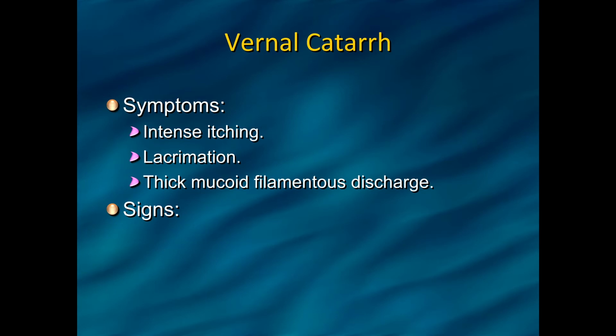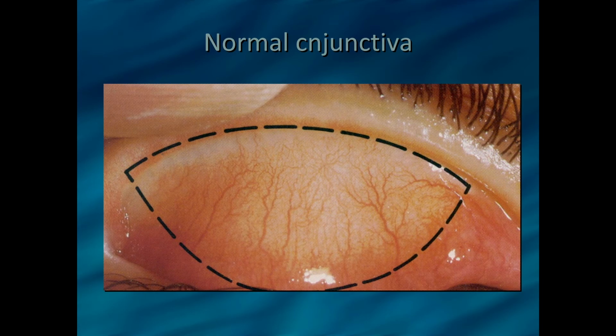The symptoms here are intense in everything: intense itching, intense lacrimation, and there will be a thick mucoid filamentous discharge that the mother usually describes as the patient getting something like a ropey discharge outside of his eye, and he is not relieved except when he gets this ropey discharge. And the signs are very pathognomonic.